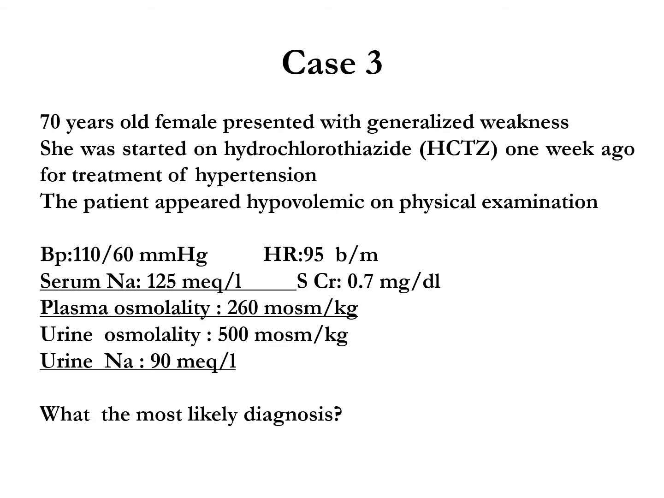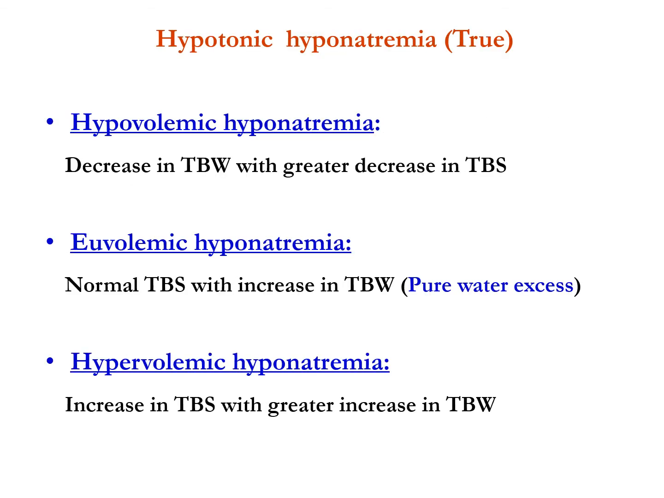Urine sodium is high, more than normal, 90 milliequivalent per liter. So it is a case of renal fluid loss, renal sodium loss. To approach a case of true hyponatremia, we first check the patient volume status. Hypotonic hyponatremia or true hyponatremia may be hypovolemic, euvolemic, or hypervolemic hyponatremia.